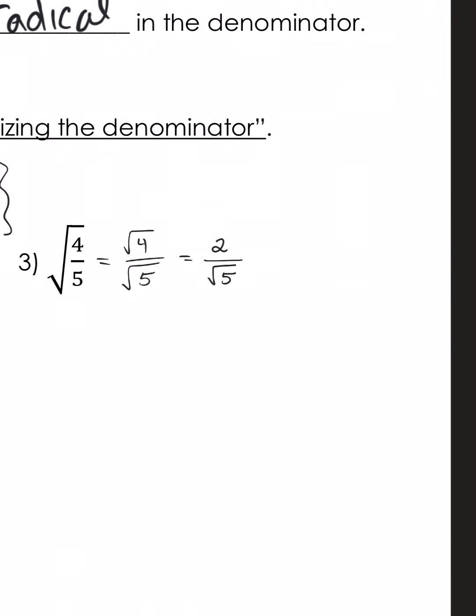So now I need to rationalize my denominator. I'll multiply by the square root of 5 over the square root of 5. I end up with 2 radical 5 in my numerator. And the square root of 5 times the square root of 5 is just 5. This can't be simplified any further, so that would be my final answer.